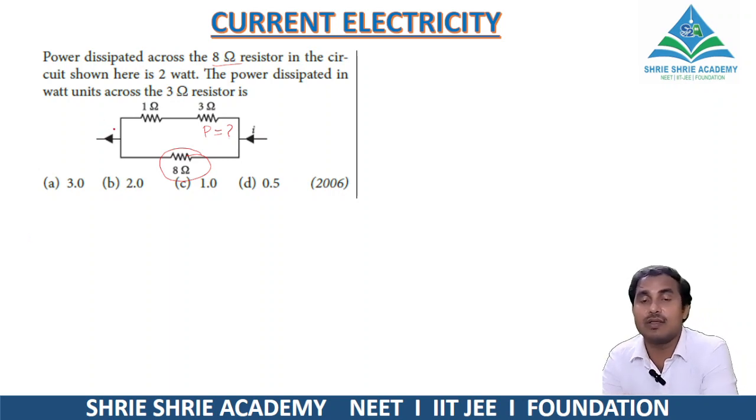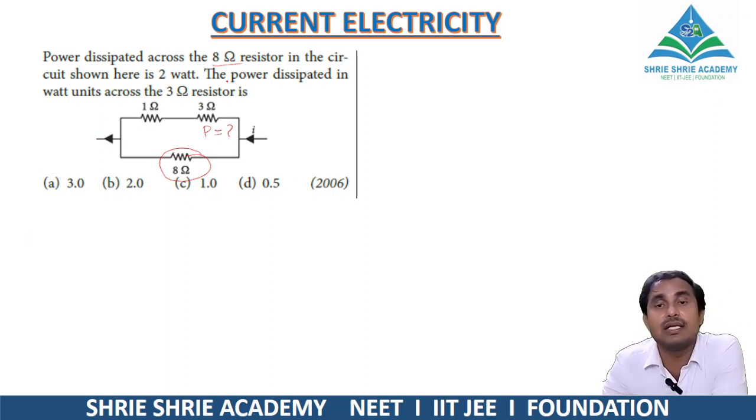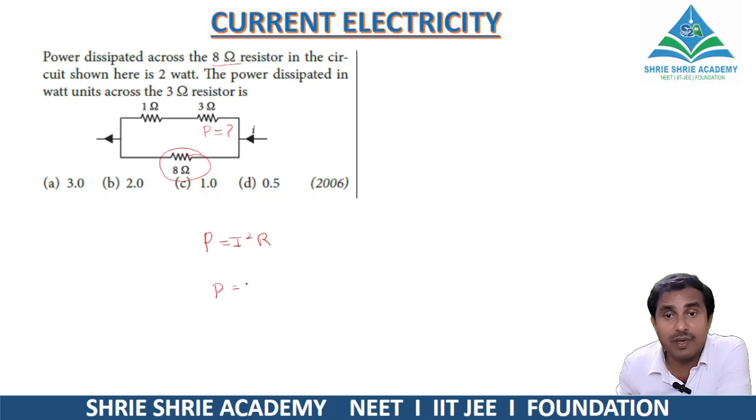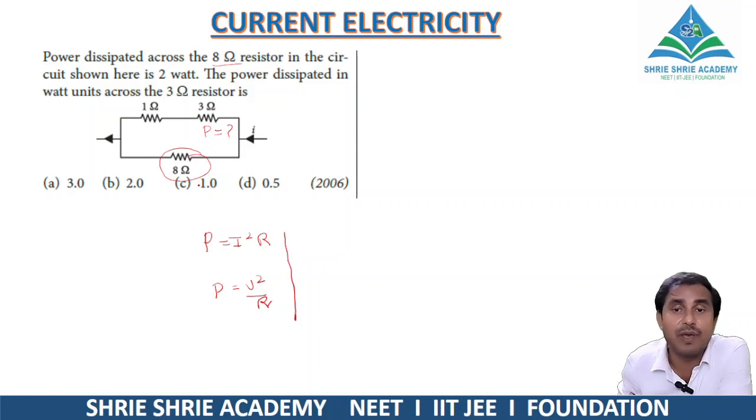So what to do and how to do it? Here the 8 ohm resistance is there and the power is given. There are 2 power formulas: P is equal to I square R, otherwise you can write P is equal to V square by R. Which is better for us to use? If we use P equal to V square by R, we can find the potential difference from this point to this point, and that is better for us.